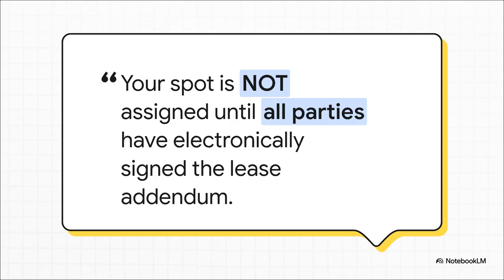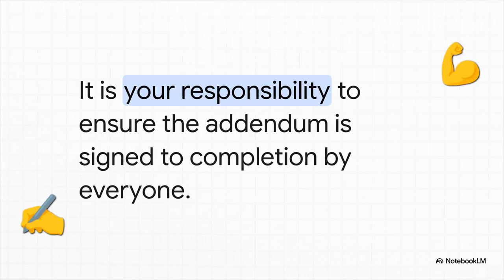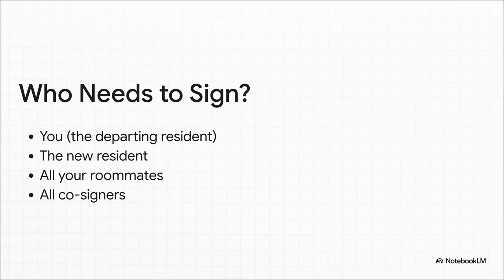Your spot on the lease is not assigned until all parties have electronically signed the lease addendum. That's it. It's black and white. Until those signatures are there, nothing is final. So who's in charge of making sure this actually gets done? That would be you. It is 100% your responsibility to make sure every single person signs that document. You've got to be the one to follow up and see it through.